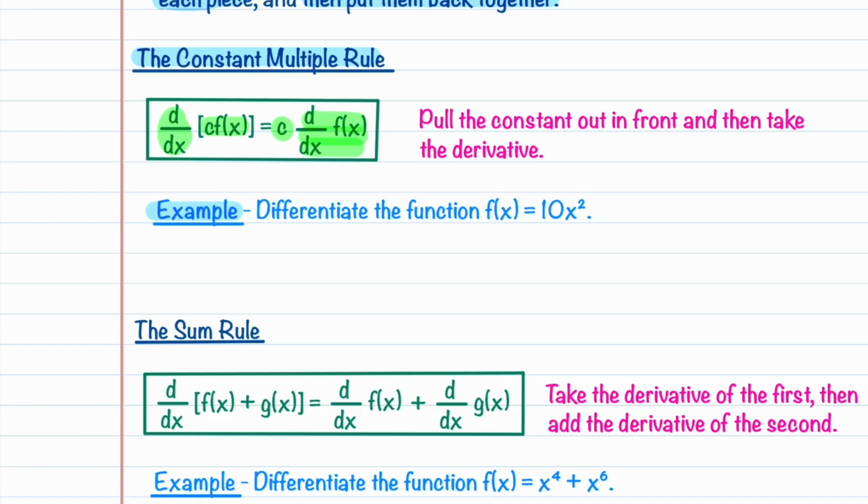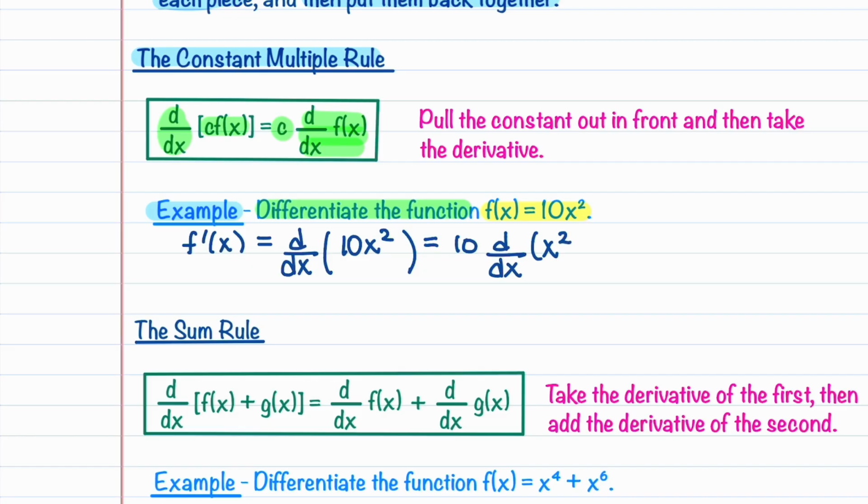Let's now look at an example where we are going to apply this rule, and we're going to differentiate the function f of x is equal to 10x squared. Our derivative is f prime of x, and that is the derivative with respect to x of 10x squared. This is just 10 times the derivative with respect to x of x squared. You just pull the constant out in front. And then this is 10 times the derivative of x squared, which using the power rule is 2x. And this gives us a value of 20 times x.